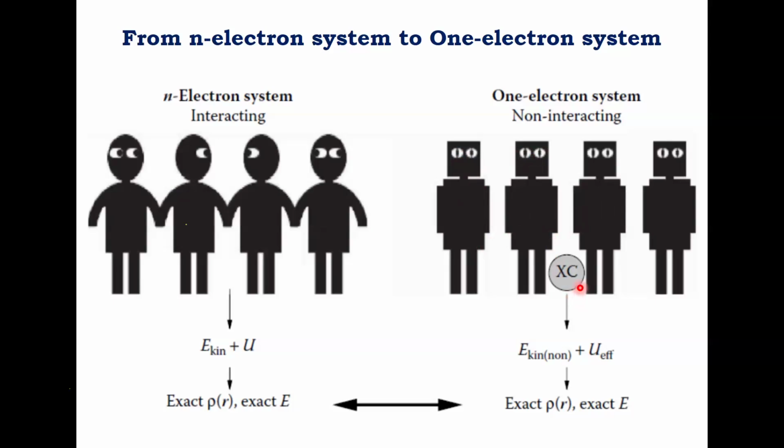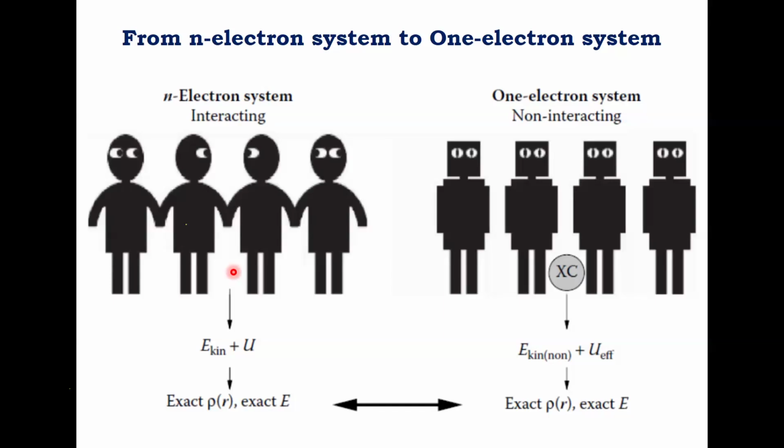But there is one thing which makes them interacting, which is the exchange correlation energy part. That exchange correlation energy is still interacting. So in principle, we can calculate the non-interacting kinetic energy and the effective potential energy U, and in principle the exact density and exact energy can be obtained. This is how we go from the n electron many-body system to the one electron system.